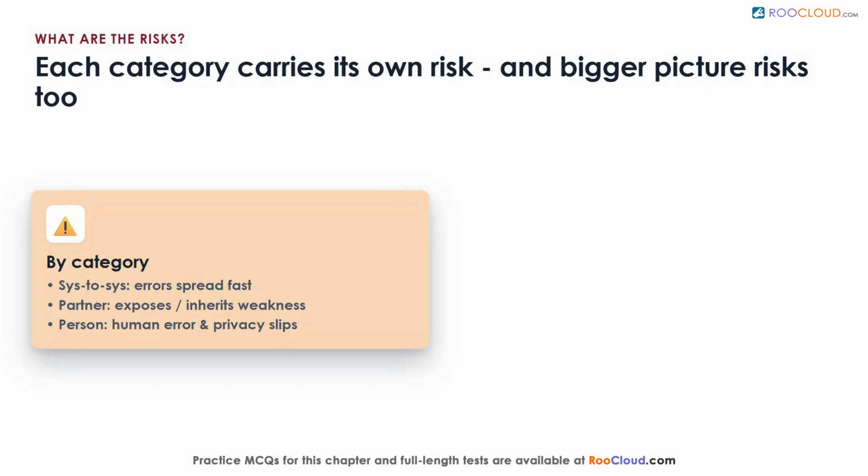So what can go wrong with these interfaces? Each category carries its own risk. A broken system-to-system link can spread errors everywhere if it isn't caught quickly. A partner link can expose confidential data or pull in a weakness from that partner. A person-to-person transfer invites human error and privacy slips.